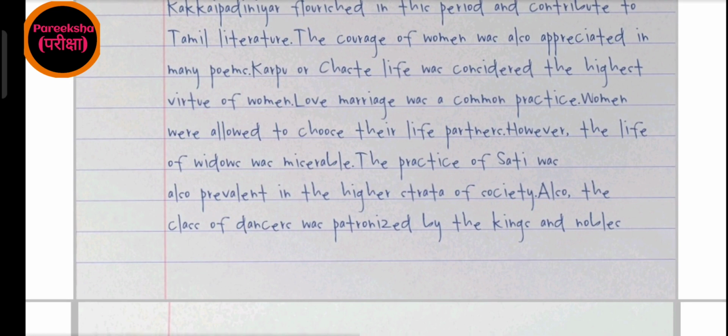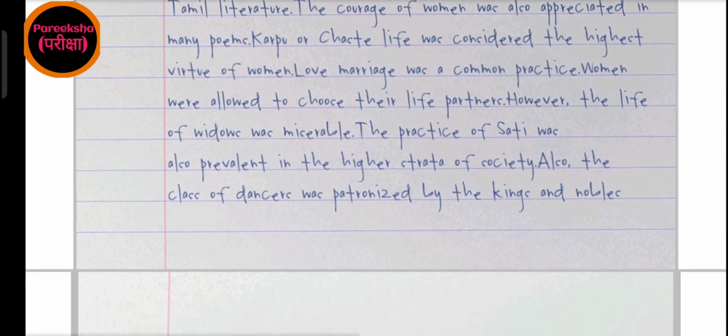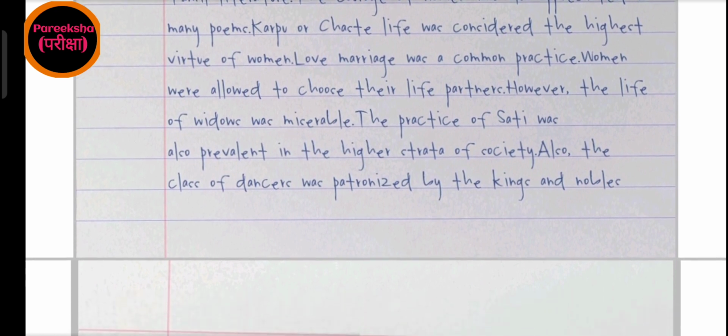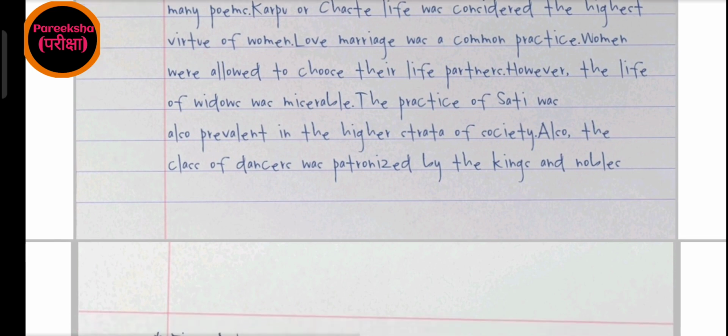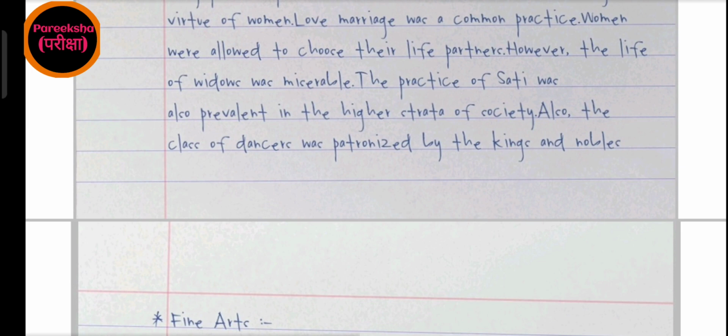So the contribution of women is great during the Sangam literature. We cannot deny their contribution. The courage of women was also appreciated in many poems. Karpu, the chaste life, was considered the highest virtue of women. Love marriages were a common practice, and women were allowed to choose their life partners.